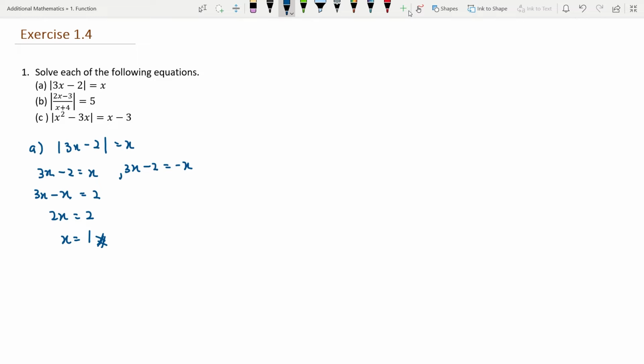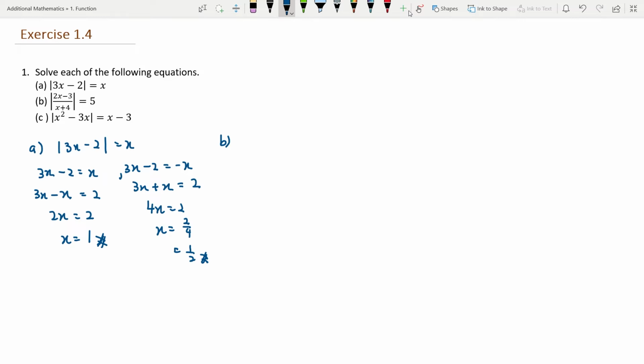For the second equation, 3x, bring the negative x over, become plus x equal to positive 2. 4x is equal to 2. X is equal to 2 over 4, which is 1 over 2.